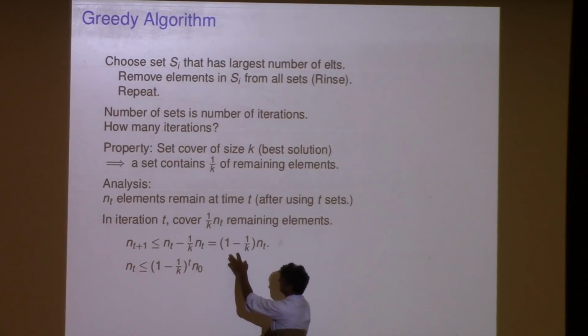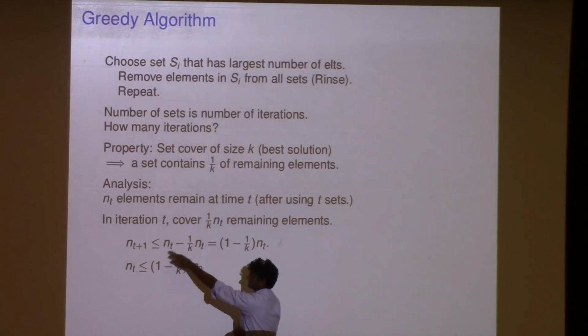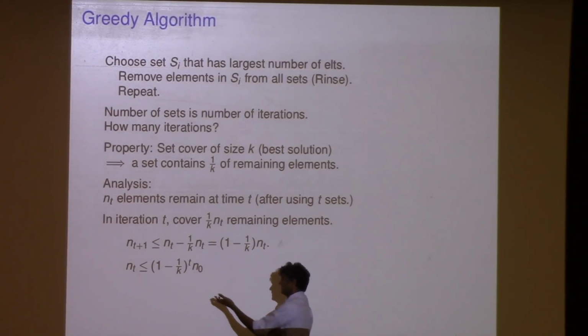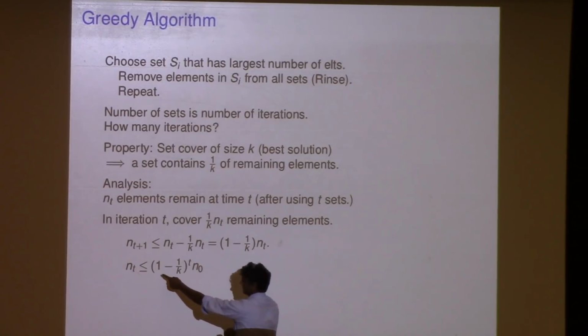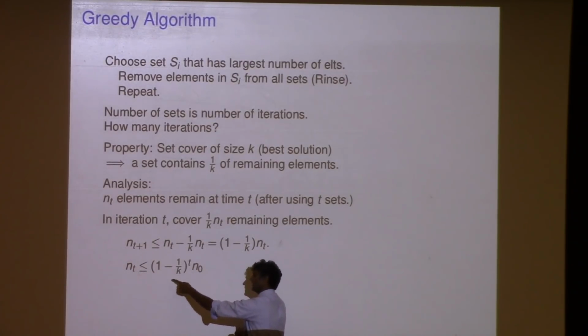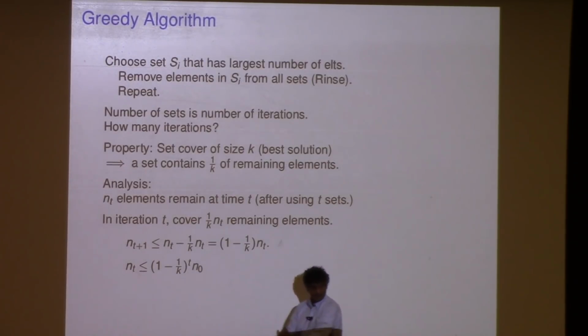Every time I'm multiplying by 1 minus 1 over k, it's an upper bound. So every time I know my upper bound is going down, it's a safe upper bound, right? If you use a larger number here, this is going to be only larger. So at the end, we have an induction that says, at the tth iteration, the number of elements I have is the number of elements I started with times 1 minus 1 over k to the t.